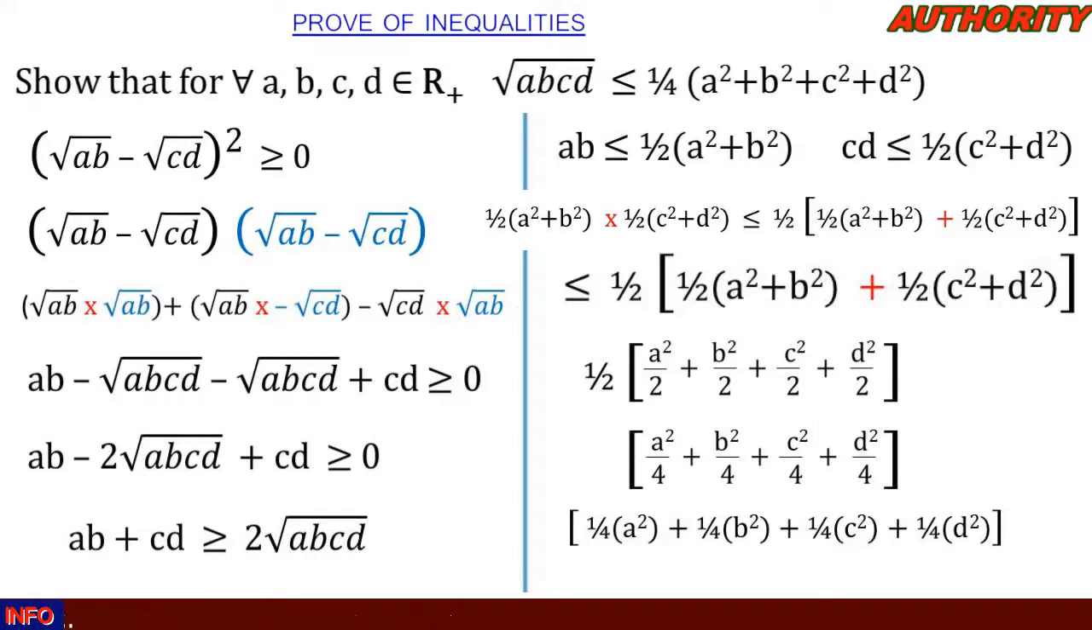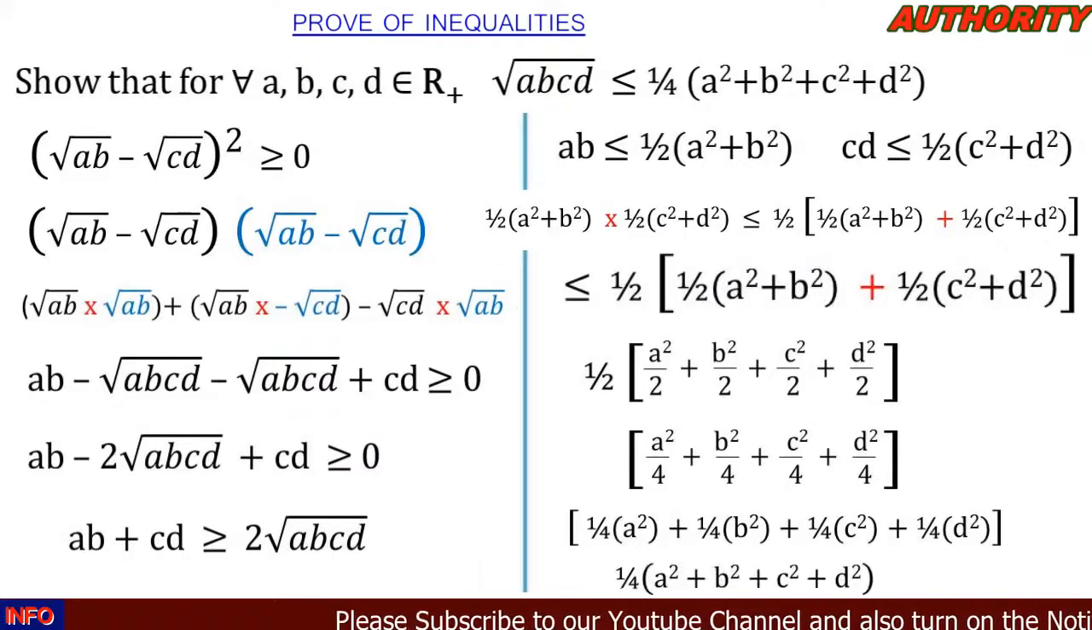Then when you say 1 all over 4 times b square, it gives us b square all over 4. When you say 1 all over 4 times c square, it gives us c square all over 4. Then lastly, when you say 1 all over 4 times d square, it gives you d square all over 4. Is that true? Yes. So here, we have 1 all over 4 in all the terms. We can actually factor out this 1 all over 4 outside.